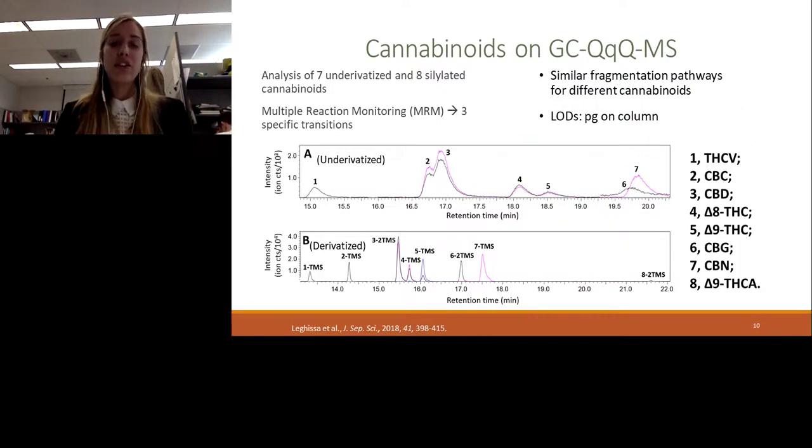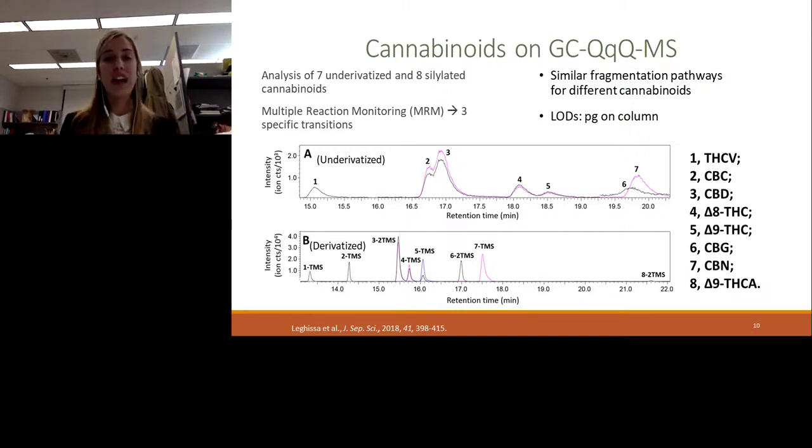Here, I'm actually showing 2 chromatograms that we obtained with the MRM mode. The one on the top is the underivatized cannabinoids, while the one on the bottom is the silylated cannabinoids. So many differences already pop up. First of all, of course, the absence of delta-9 THCA in the underivatized chromatogram, but we already explained why.